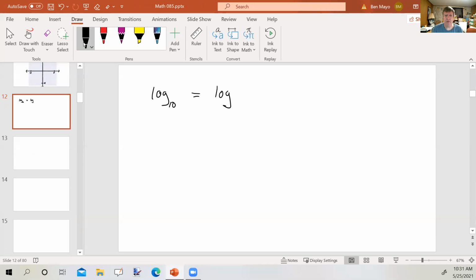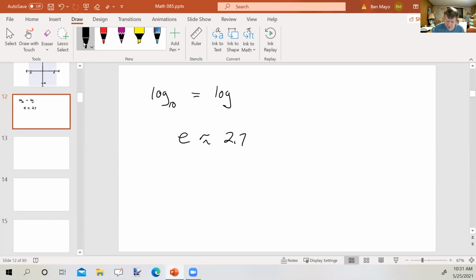Today we're going to look at a new base. Rather than base 10, we're going to talk about base e. Now, e is a number that is approximately 2.7, and we're going to be using it when we're dealing with exponential growth or decay, where it's in a continuous situation.